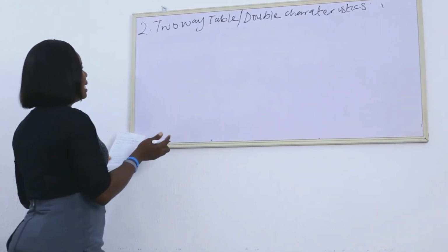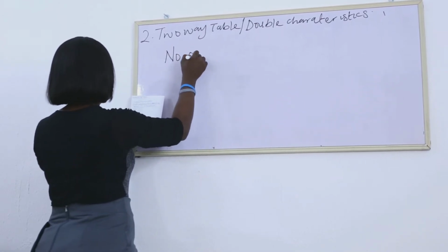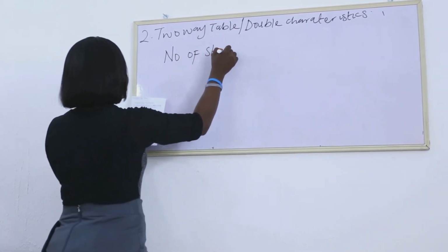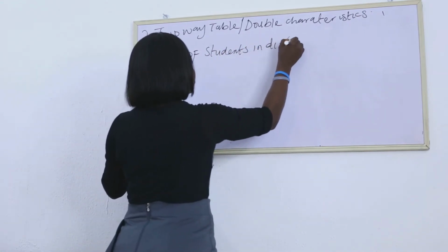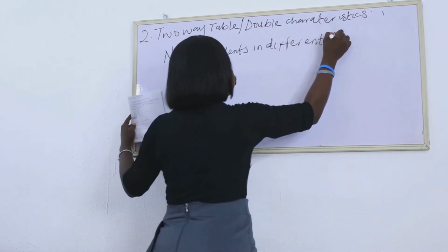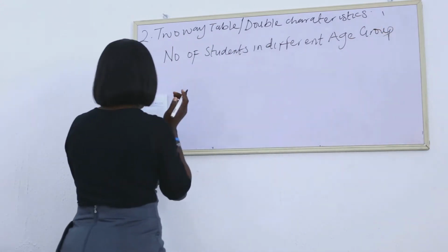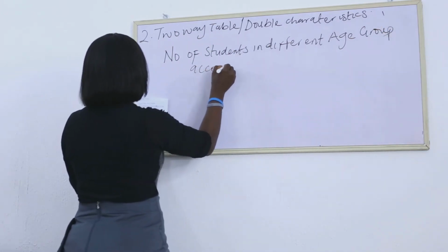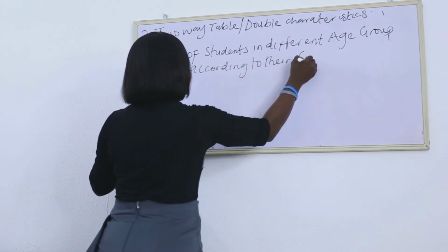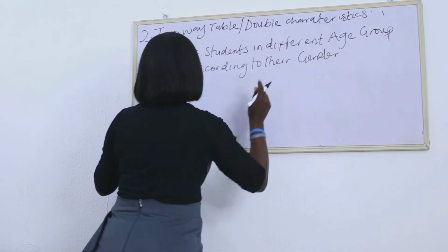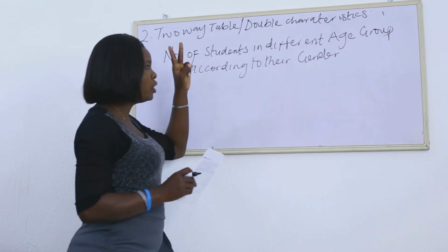And we'll be taking an example from numbers of students. So this is a table showing numbers of students in different age groups, according to their gender. Don't forget I said this is a two-way table or a double characteristics. That is, it's showing two characteristics.